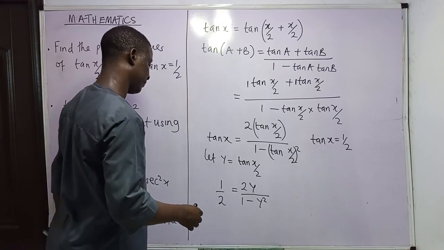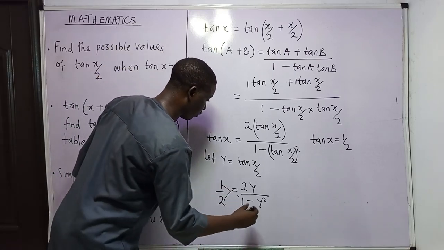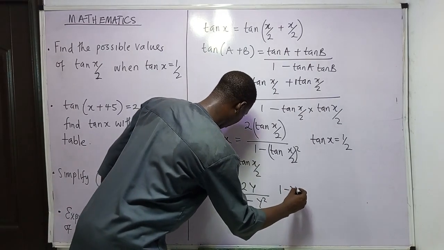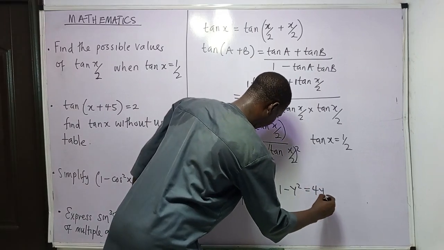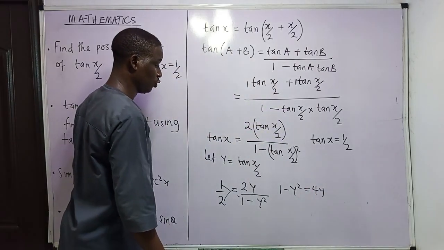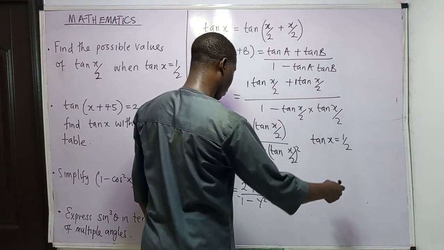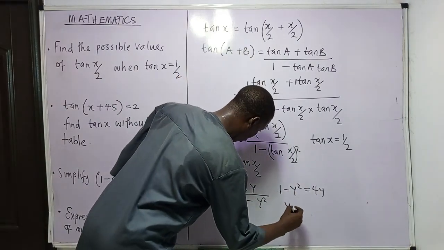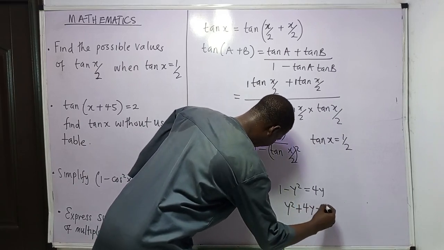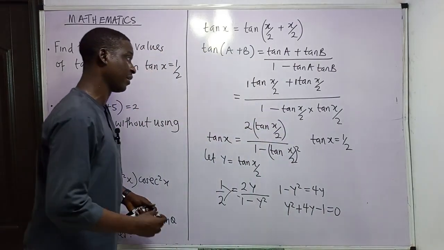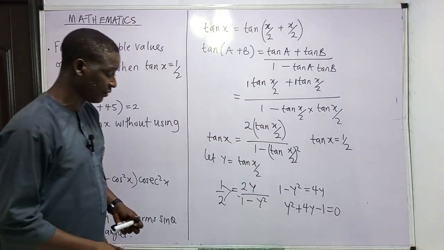So we cross multiply. I want to have y minus y squared equals 4y. So what do we do now? We take this y to the other side, for example, and we have y squared plus 4y minus 1. That's what I want to have as everything there.